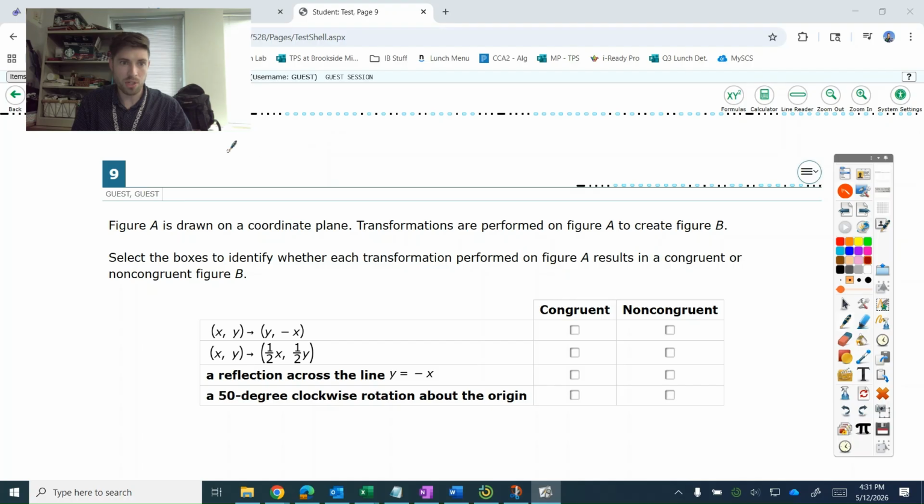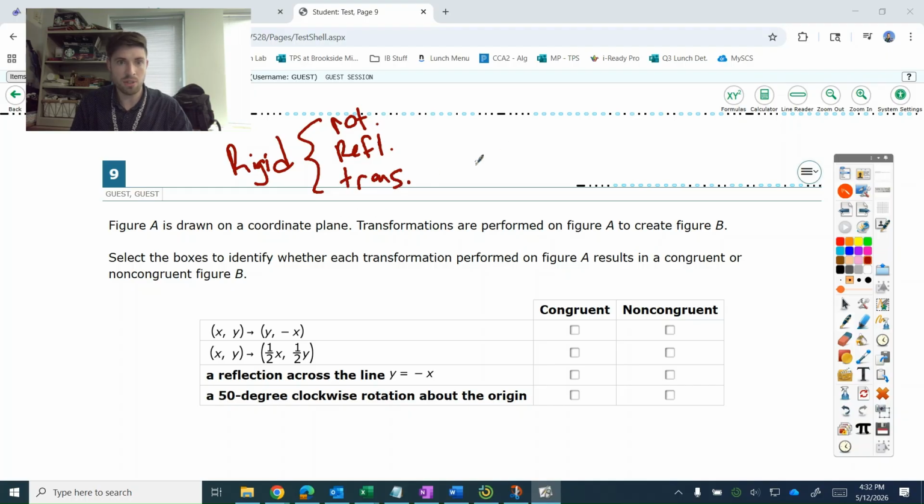We have what are called rigid, or sometimes known as congruence, transformations, which basically preserve distances and angles. And so that's going to be our rotations, our reflections, and our translations. Those are known as rigid or congruence transformations.